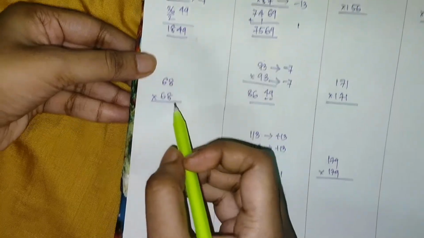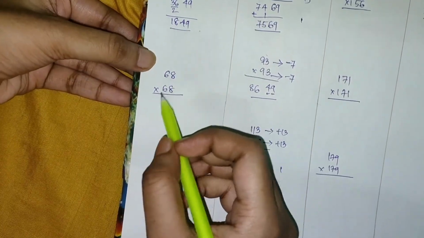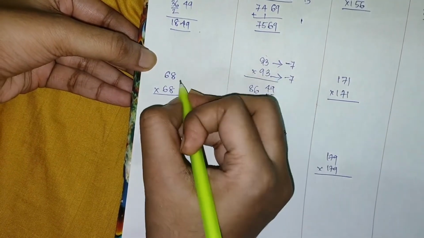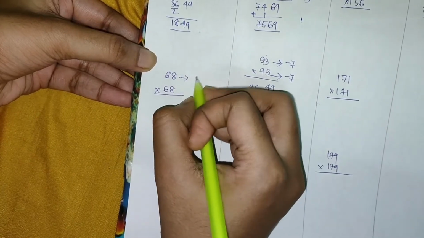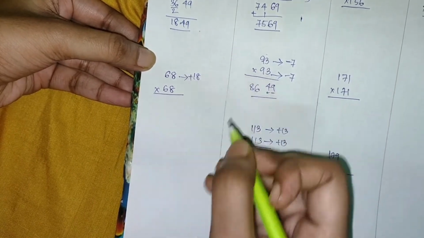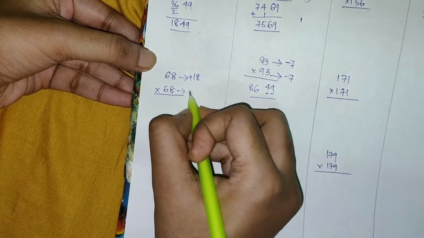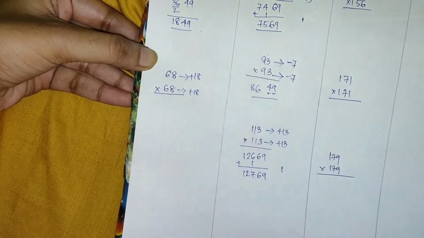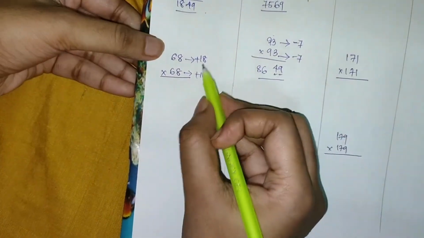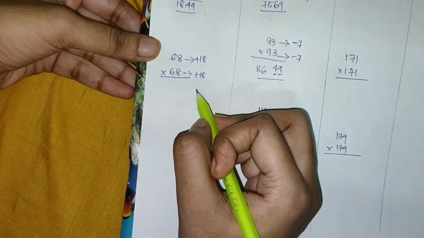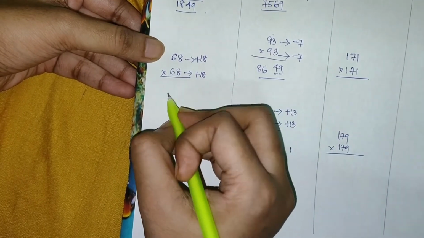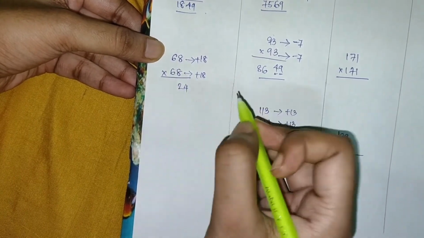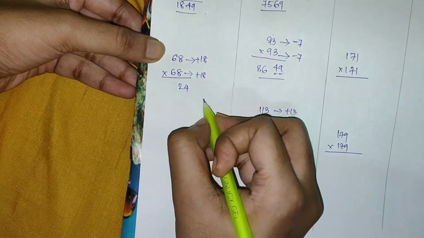Moving forward to our next example, 68 square. As we know, 68 is 18 more than 50. So we write plus 18 at both places. And next is 18 square. How much is 18 square? It's 324. We write down 24 here, and our carry will be 3.